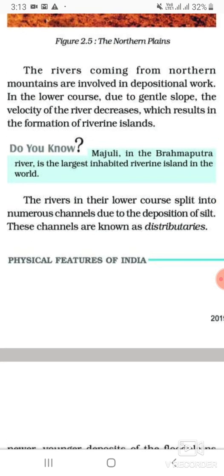The next definition is about distributaries. So the rivers in the lower course split into numerous channels due to the deposition of silt, and these channels are known as distributaries.